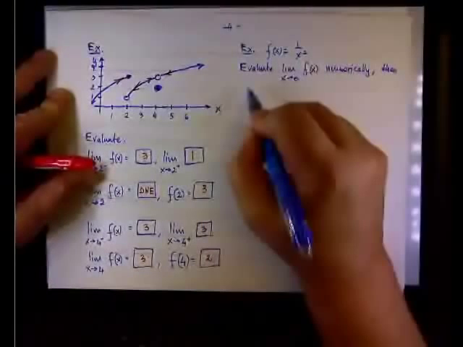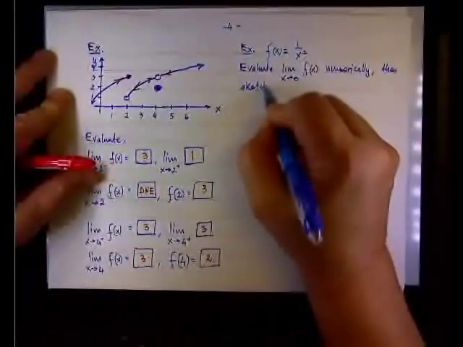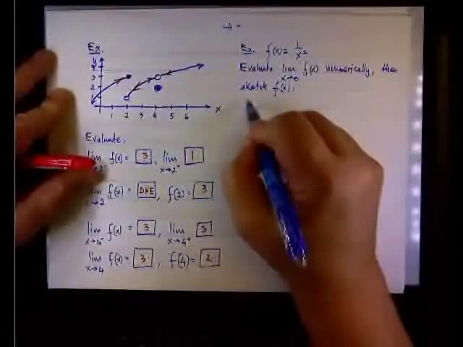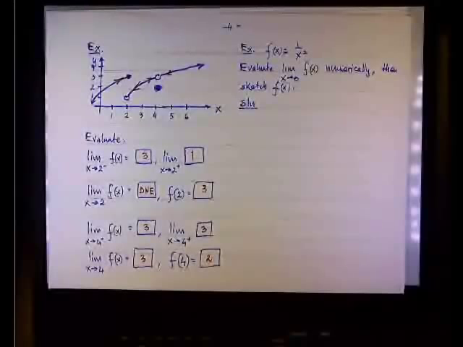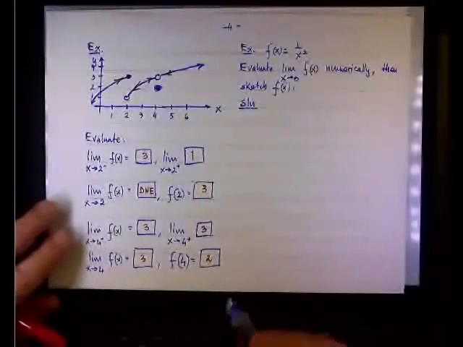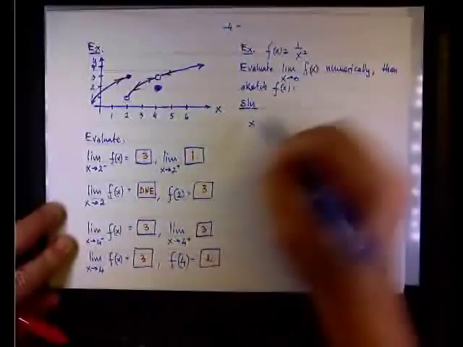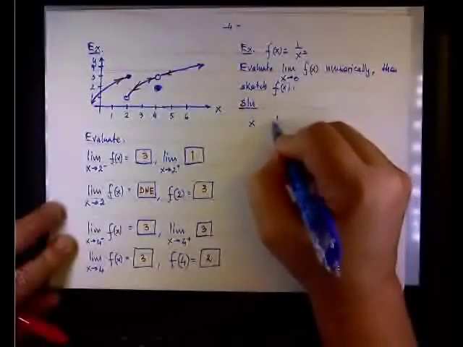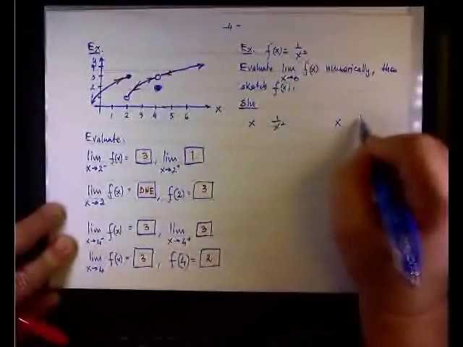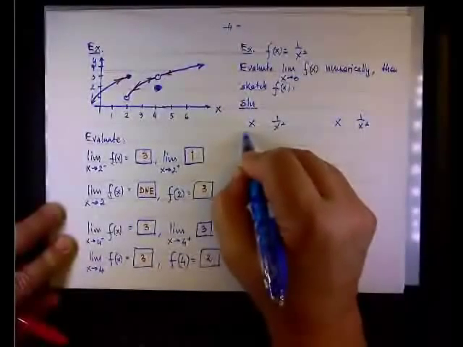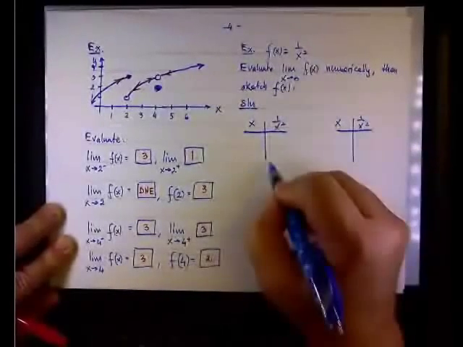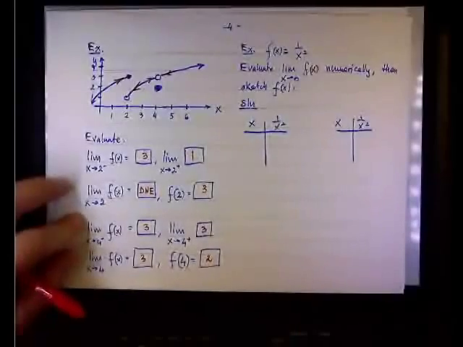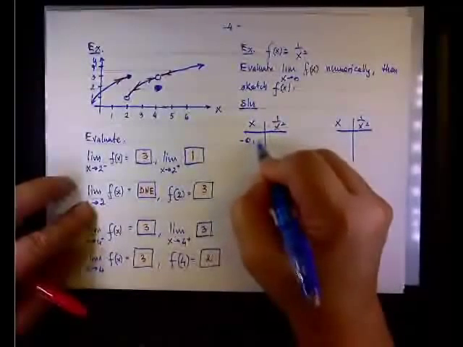Then sketch f of x. To evaluate numerically, we want to evaluate it for positive values and negative values. So we'll make a little table, x and 1 over x squared, and x and 1 over x squared, like so. And let's start with negative values. Let's start with negative 0.1.